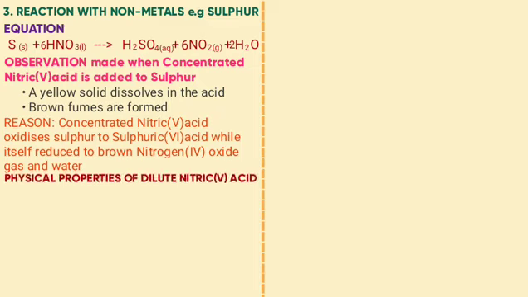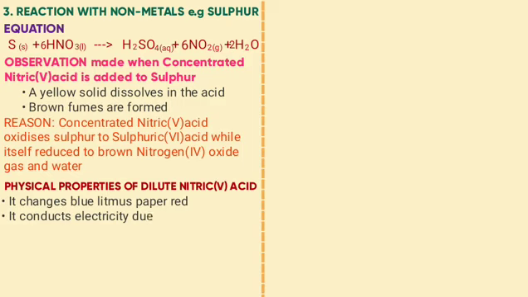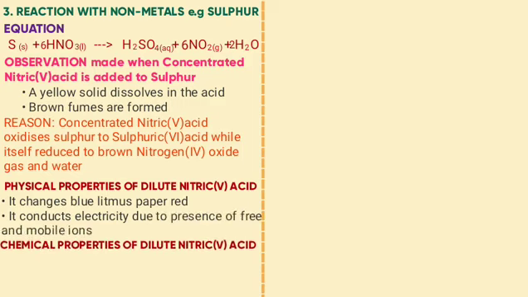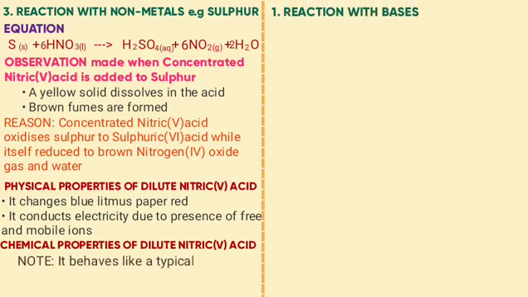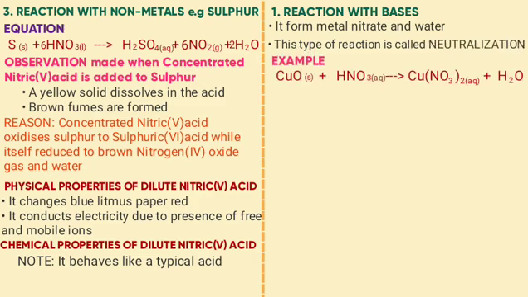Now, physical properties of dilute nitric 5 acid. It changes blue litmus paper red. It conducts electricity due to presence of free and mobile ions. Chemical properties of dilute nitric 5 acid. This one behaves like a typical acid. Reaction with bases. It forms metal nitrate and water. The reaction is called a neutralization reaction. Example: copper 2 oxide plus nitric 5 acid, arrow, copper nitrate plus water.